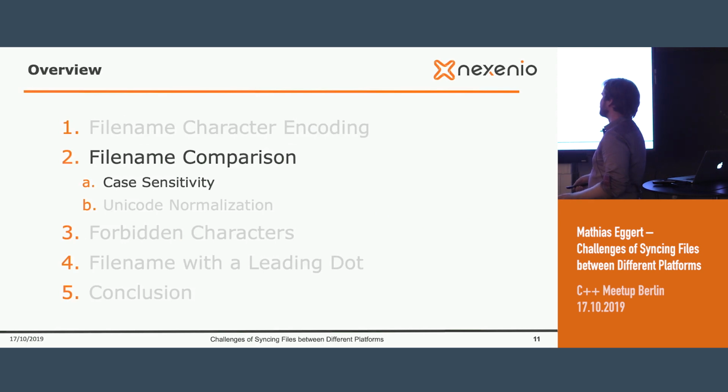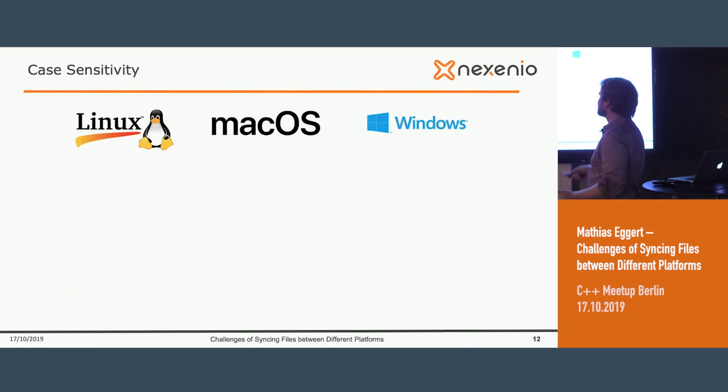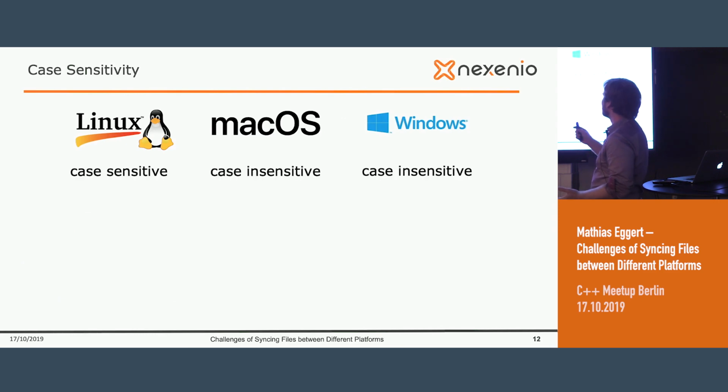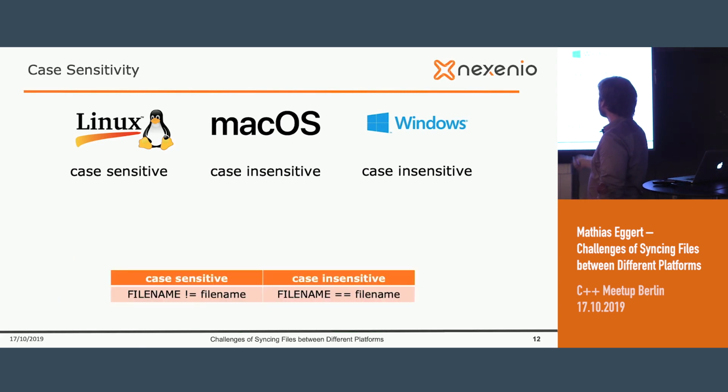But there are other problems with Unicode because of the file name comparison, and so we have to talk about case sensitivity, because the comparison is different. Linux is using case-sensitive comparison, macOS and Windows are using case-insensitive comparison. As a quick reminder, what does that mean? Case-insensitive means that a lowercase character and an uppercase character are treated as equal, and case-sensitive means they are not equal. So an uppercase file name is not equal to a lowercase file name in case of case sensitive, and in case of case insensitive, an uppercase file name is equal to a lowercase file name.